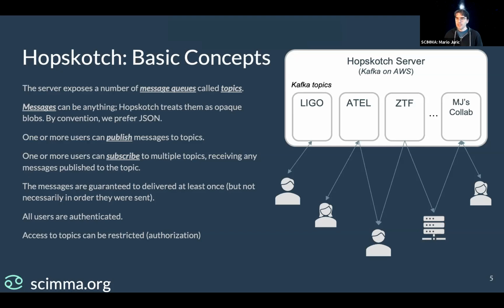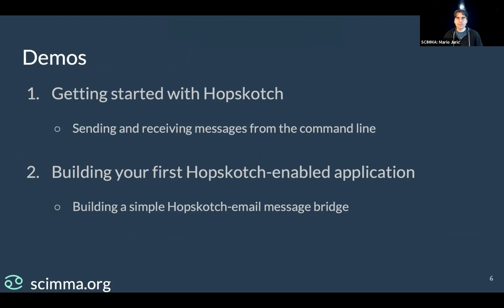So these are the things that Shereen and Bryce are going to show you in the demos. We're going to have two demos. One will be about getting started with Hopskotch. This is going to be very simple, just installing Hopskotch and sending and receiving messages from the command line, so purely command line driven. And then in the second part, we're going to lead you through building your first Hopskotch-enabled application. We're going to build a simple Python Hopskotch to email message bridge, which will essentially allow you to receive emails whenever a new message is sent.